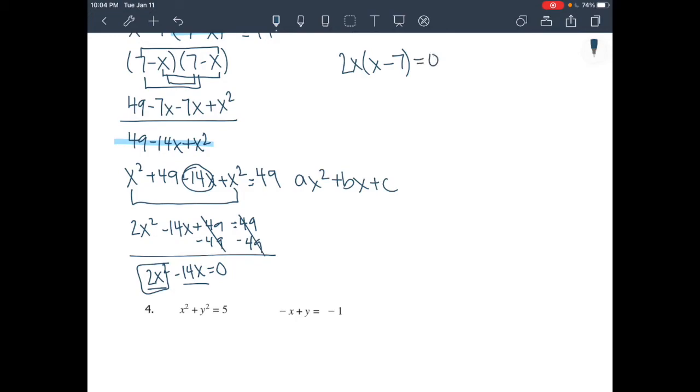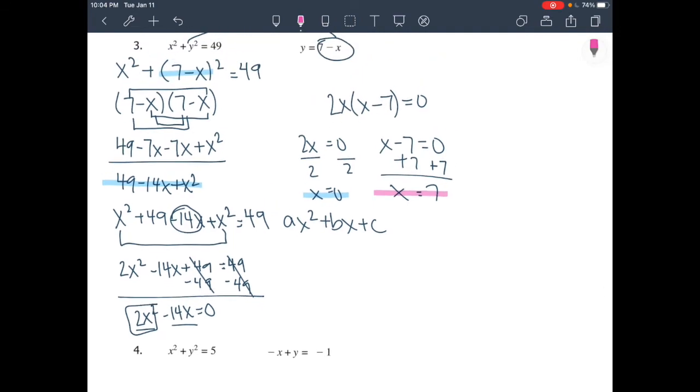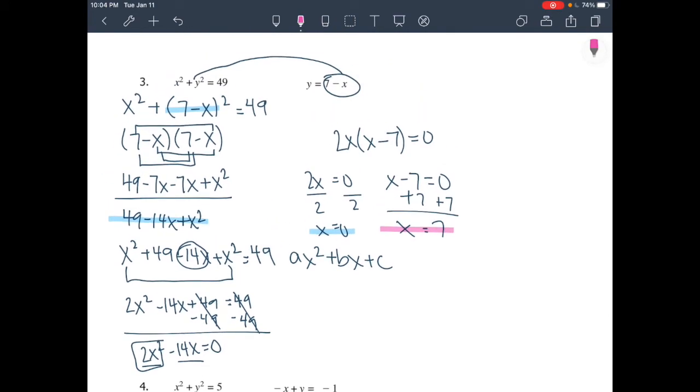So then I get 2x equals 0 and x minus 7 equals 0. I'm going to solve both of those. Divide both sides by 2, I get x equals 0, and then add 7, I get x equals 7. So again, in this one, I'm getting two different answers. Now I need to take those two answers and plug them back in to find our answers here, because it's going to look something like this, where I'm hitting twice and not just once like the first one.